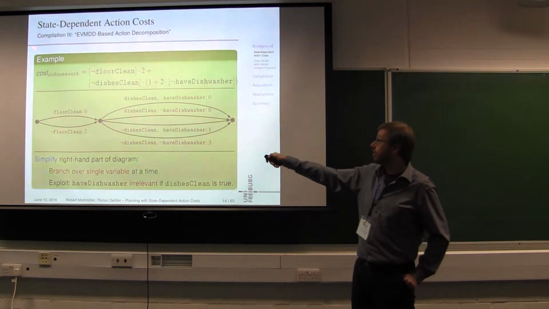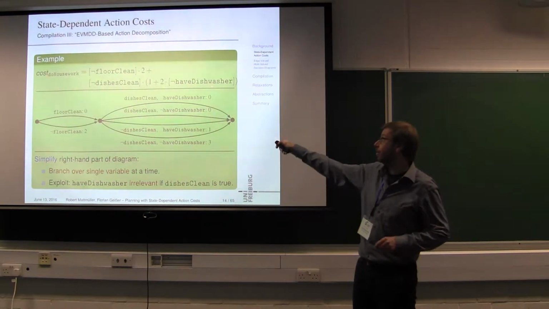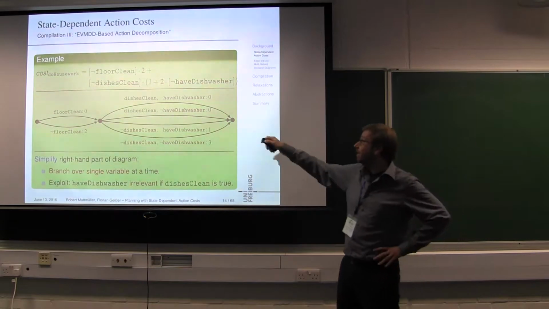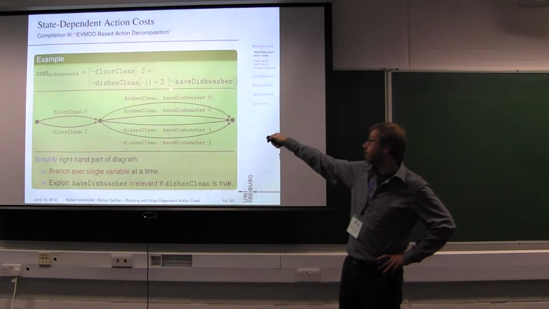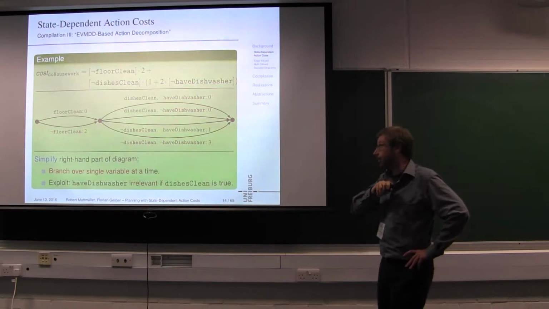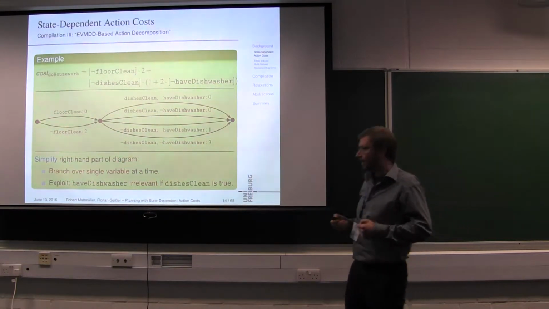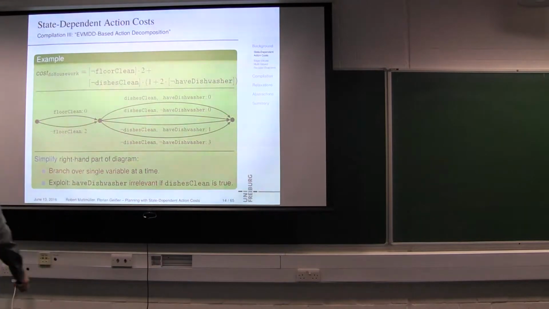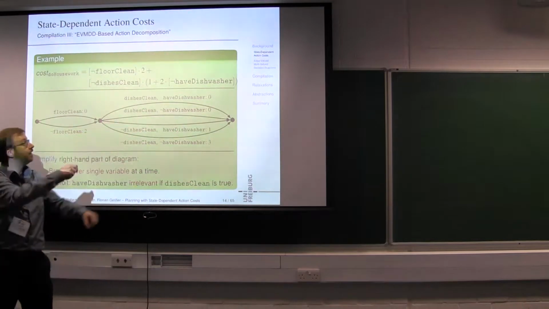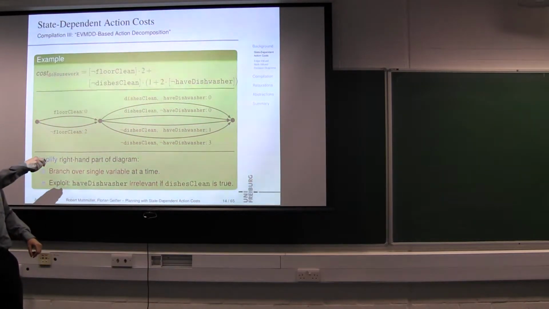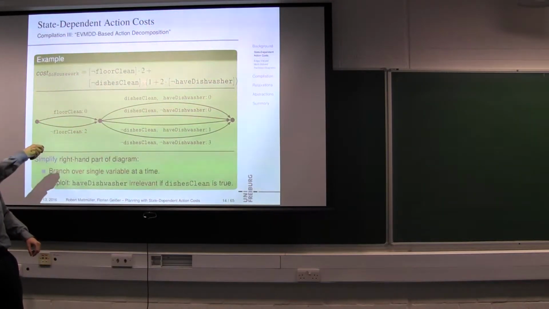Let's look at the original cost function of do housework, the more complicated one with the dishwasher. It's still 2 times whether the floor is dirty, plus whether the dishes are dirty, times 1 plus 2 whether you have a dishwasher or not. You don't have one. Now the compilation could look like this. Again, we first test for this additive summand, and then independently test for the combination of whether the dishes are clean and we have a dishwasher. The 2 variables occurring in this product here.